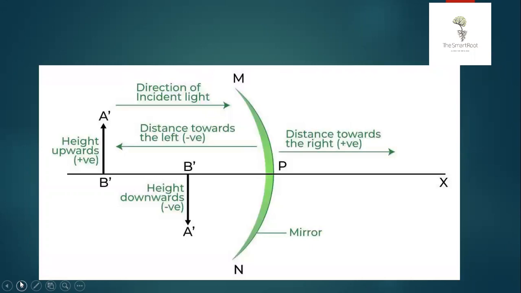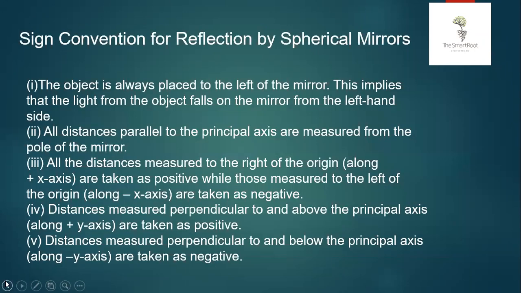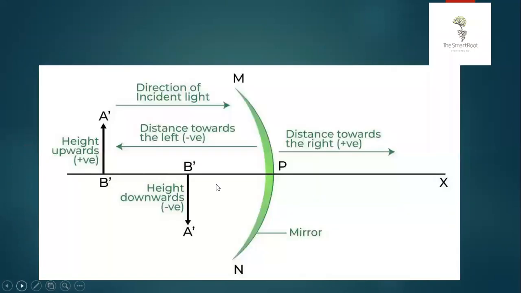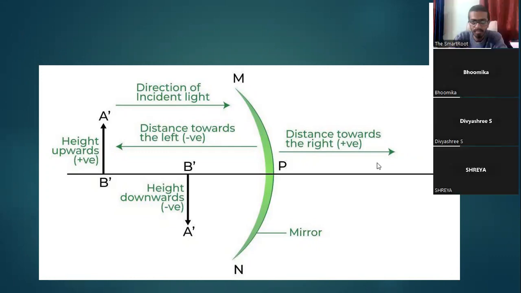Now we will look at something called the sign convention for spherical mirrors. Let's see how it looks. As you know, in a graph we have an x-axis and a y-axis. The same thing is happening here also in the spherical mirror. They have taken the example of a concave mirror, and from there we will see how it looks.